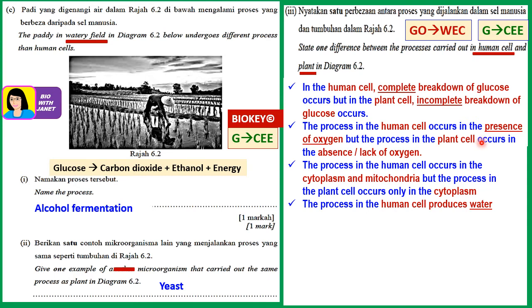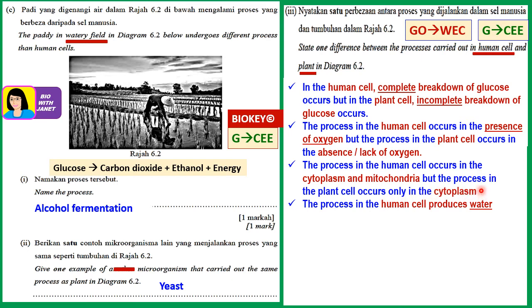Second point that can be accepted, the process in the human cell occurs in the presence of oxygen. All right, aerobic respiration occurs in the presence of oxygen. But the process in the plant cell, that means alcohol fermentation, occurs in the absence or lack of oxygen, as can be seen here. Next, the process in the human cell occurs in the cytoplasm and mitochondria. So for aerobic respiration, the first few reactions occur in the cytoplasm, which we call glycolysis, right? The reaction is called glycolysis. But later on, the products will move into the mitochondria, where more breakdown occurs, right? And so the whole process of aerobic respiration occurs in the cytoplasm and then the mitochondria, where oxygen will be provided for the other reactions.